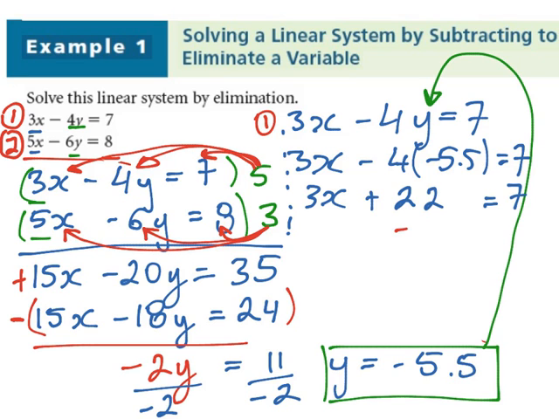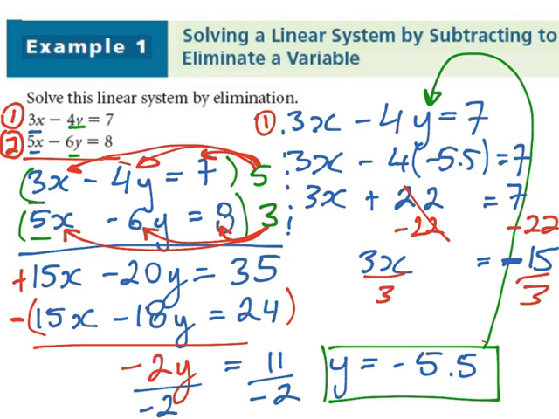Then we're going to subtract 22 from both sides of the equation because we need to isolate for x. So on the left-hand side we have 3x. 22 minus 22 is 0, so that cancels out. And 7 minus 22 is -15. We then keep going by dividing by 3 on both sides. And x, therefore, will equal -5. And that's what your x value will equal.